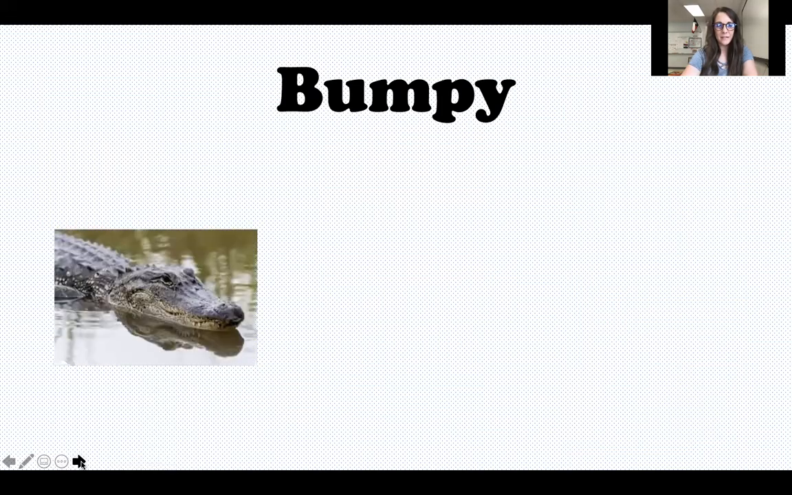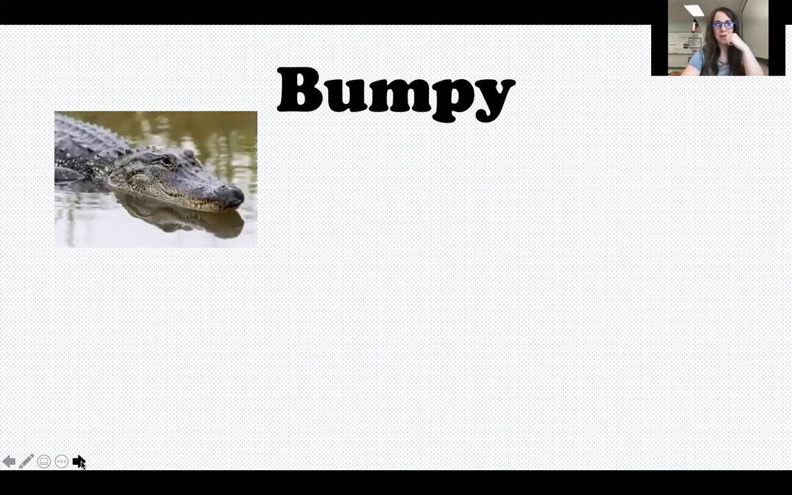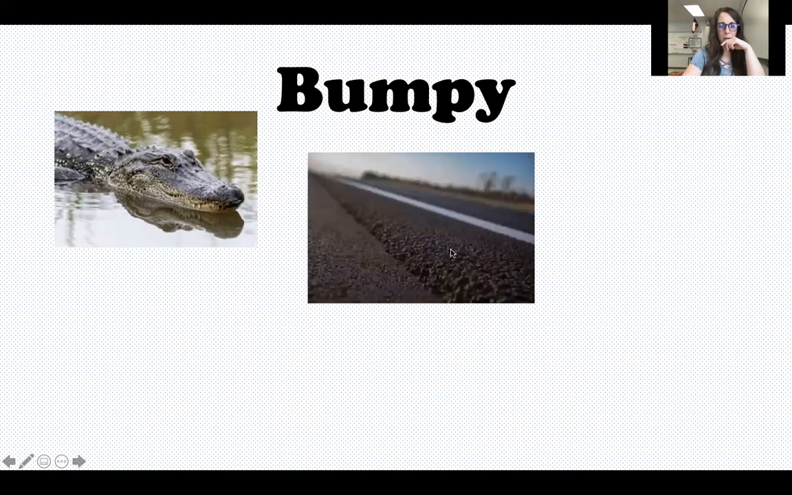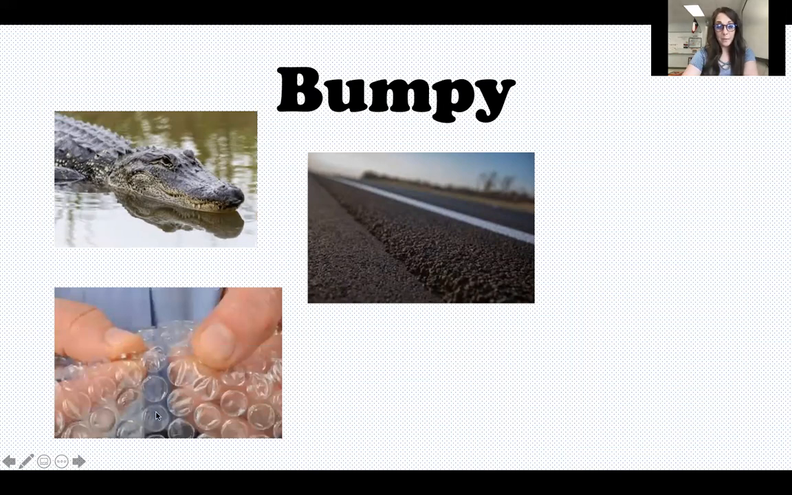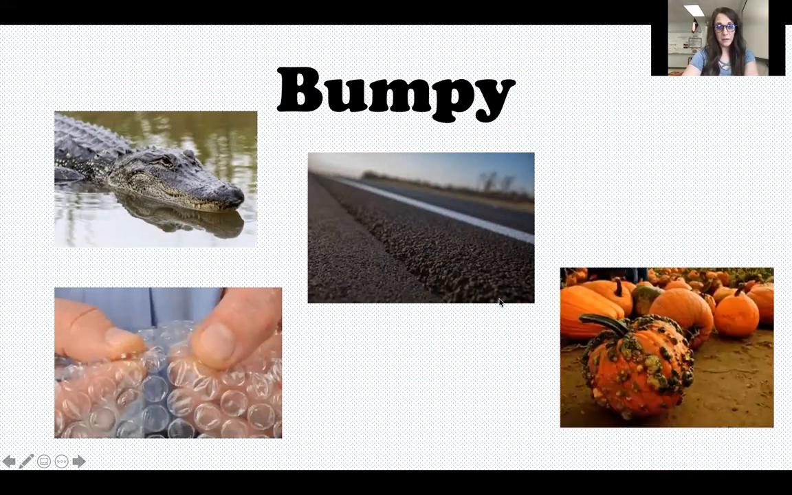Bumpy. Here are some things that are bumpy. An alligator is bumpy. Do you see the bumps on it? Very bumpy. A road is bumpy. Bubble wrap is bumpy. This pumpkin right here is bumpy.